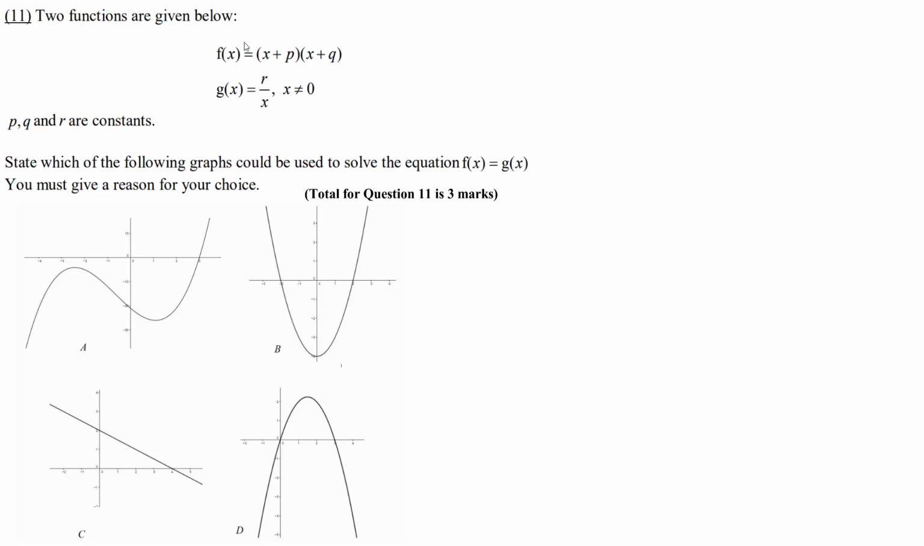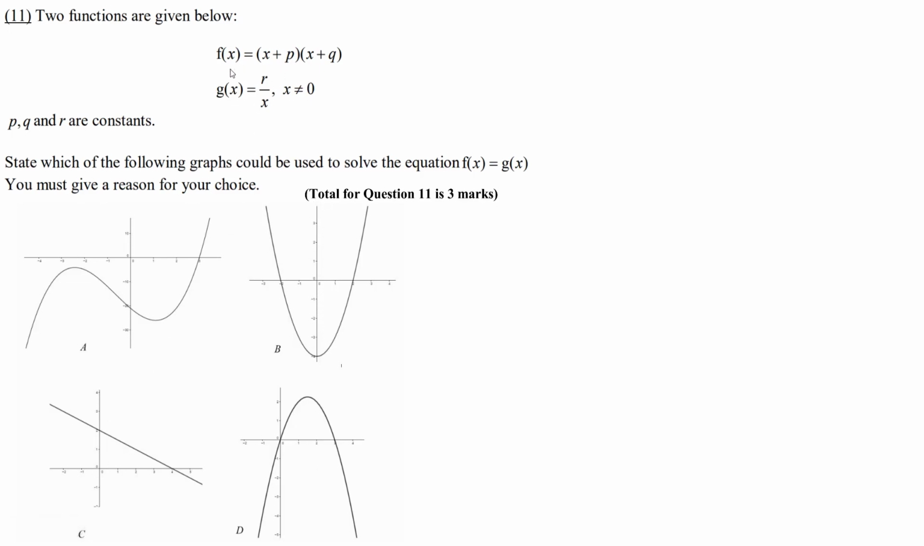2 functions are given below. Here are them. State which of the following graphs could be used to solve the equation f of x equals g of x. You must give a reason for your choice. Now, here, let's just have a look at this. So, we've got a quadratic. And then, what we've got is r over x. Now, if we have r over x, then that means that there's going to be some sort of asymptote. So, x can never be 0. So, if you imagine x equals 0 here, x will never touch this y-axis.